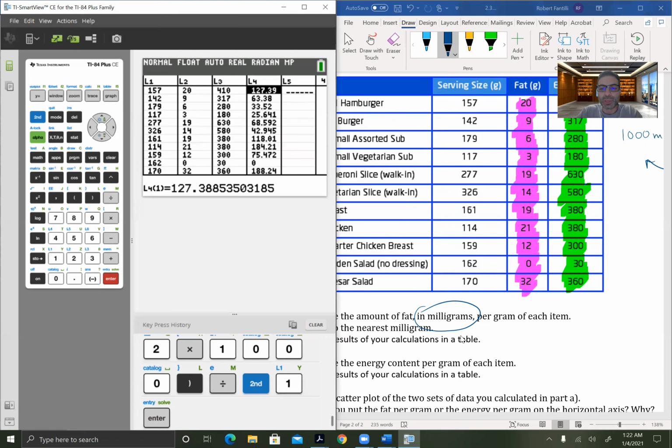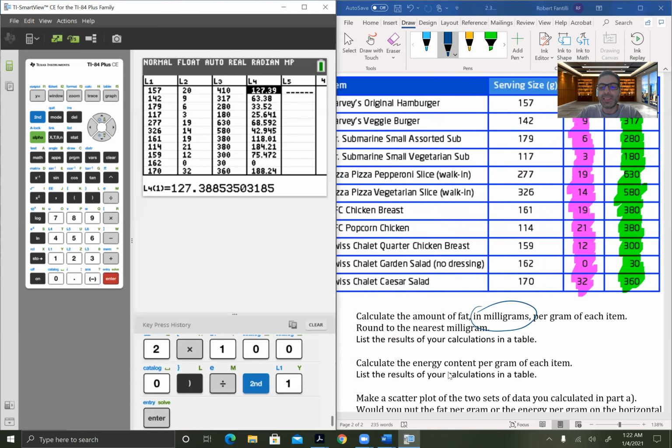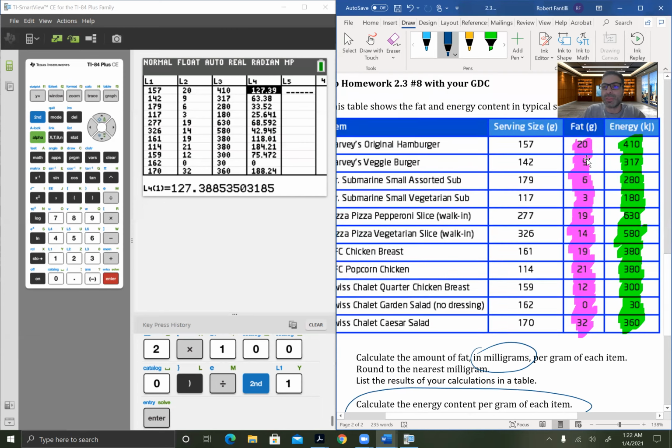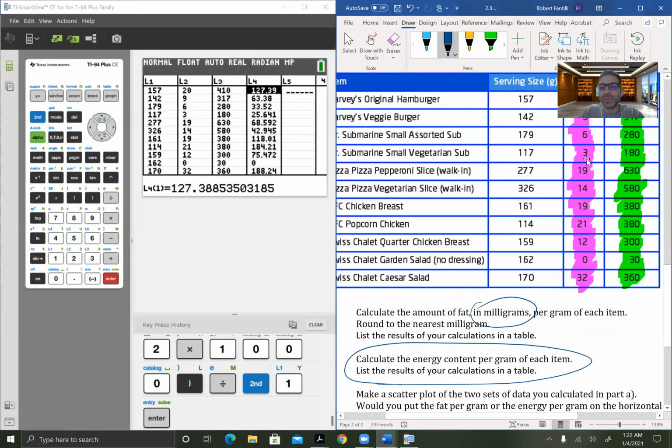And then what else does this question ask us to do? It says, calculate the energy content per gram of each item. So calculate the energy content, that's list 3. You might remember, list 3 is energy in kilojoules. So it's list 3, energy, per gram, list 1. So list 3 divided by list 1.